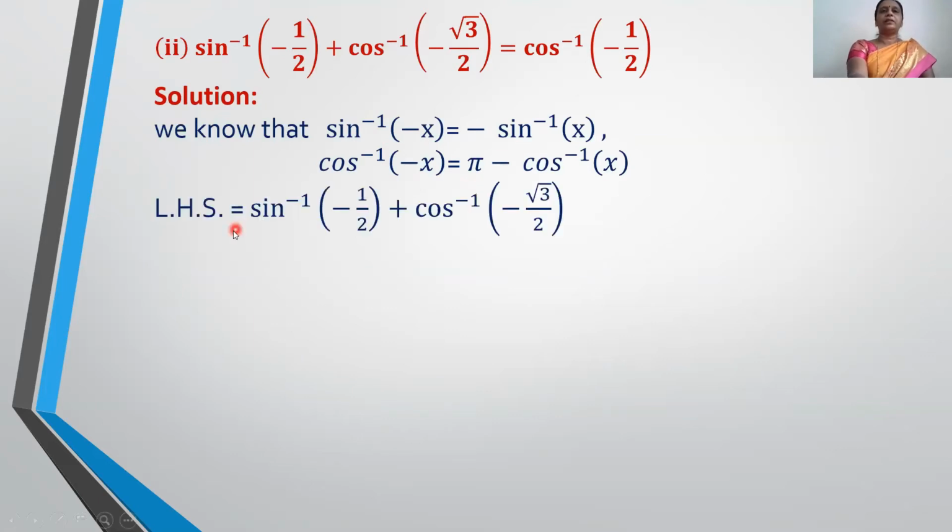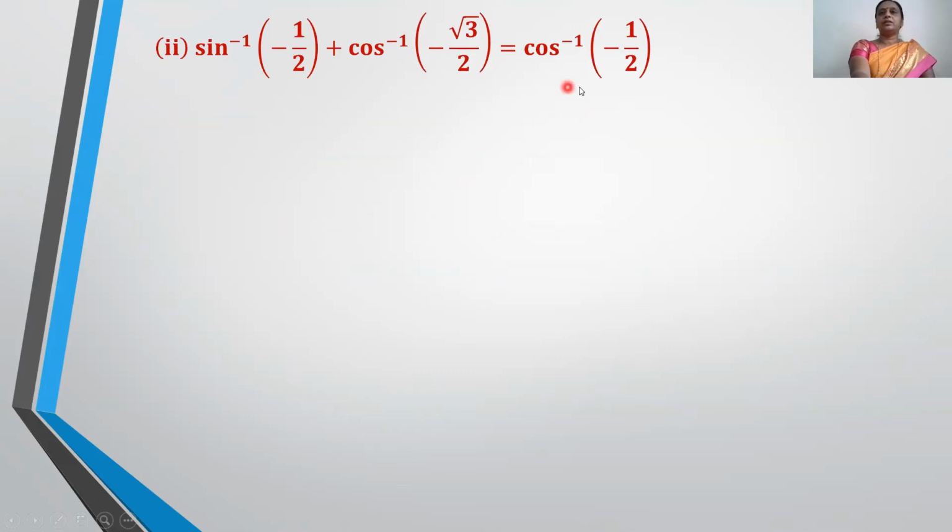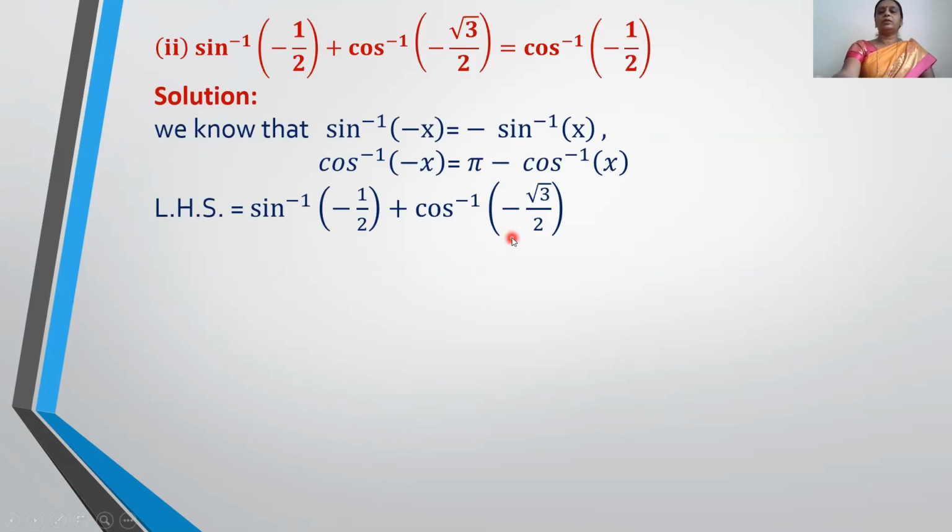Write down first left hand side equal to sin inverse minus 1 by 2 plus cos inverse minus root 3 by 2. Now, using this property, sin inverse minus x is equal to minus sin inverse x, we will put value of sin inverse minus half, that is equal to minus sin inverse half. And for this, cos inverse minus root 3 by 2, we will keep value pi minus cos inverse root 3 by 2.